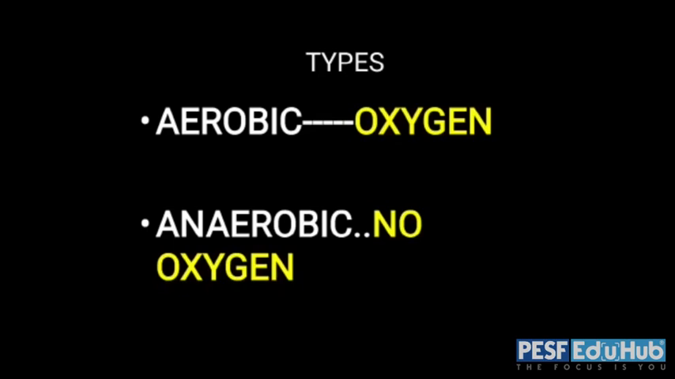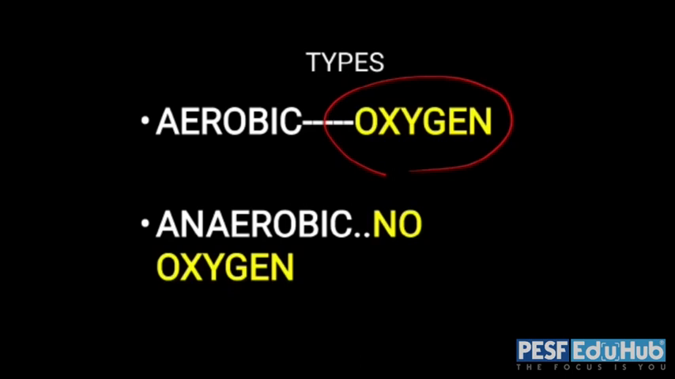There are two types of respiration. In some respiration, the breaking down of molecules to release energy needs oxygen. When oxygen is needed for respiration, such respiration is called aerobic respiration. In our cell, the glucose undergoes oxidation and releases energy by using oxygen. That's why it is called aerobic respiration.